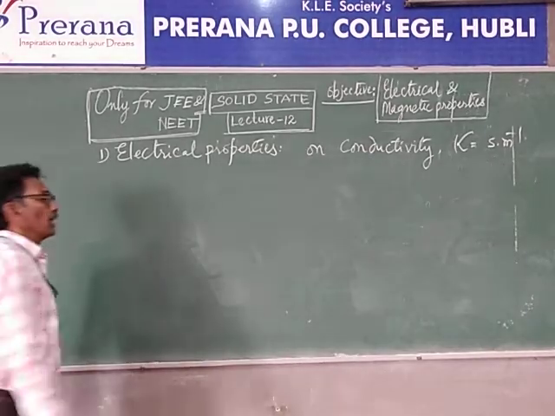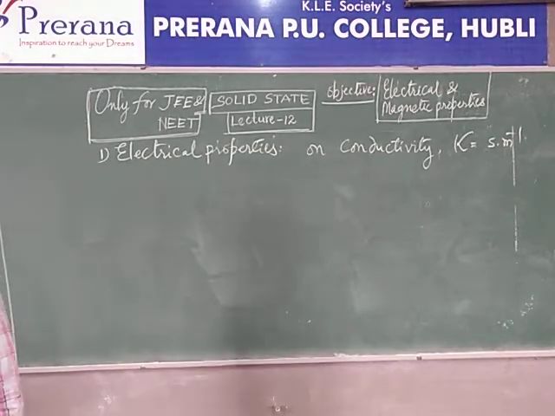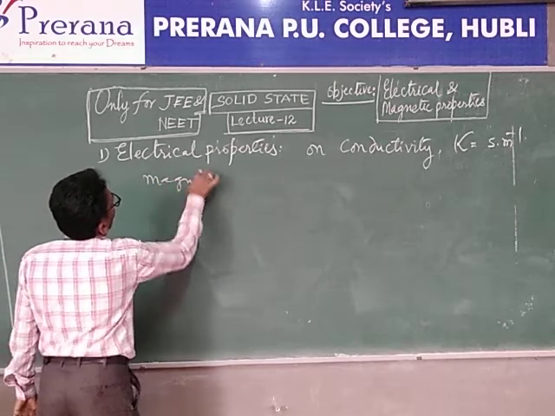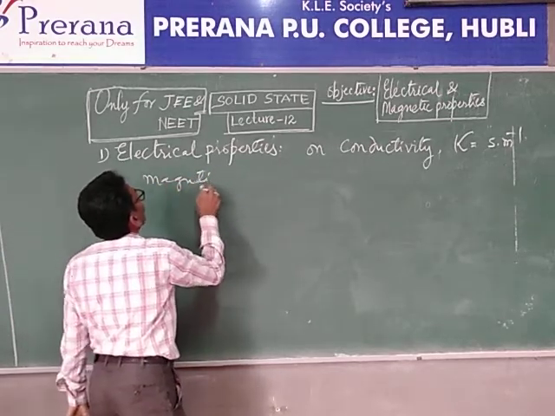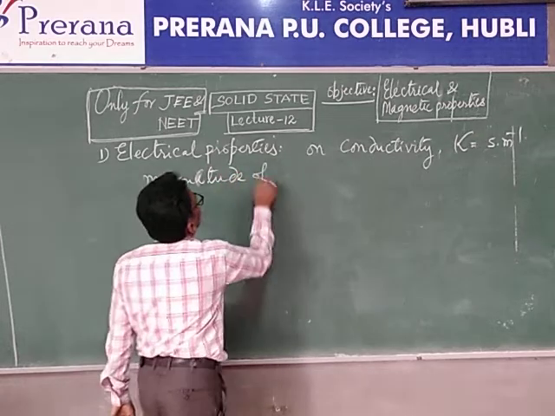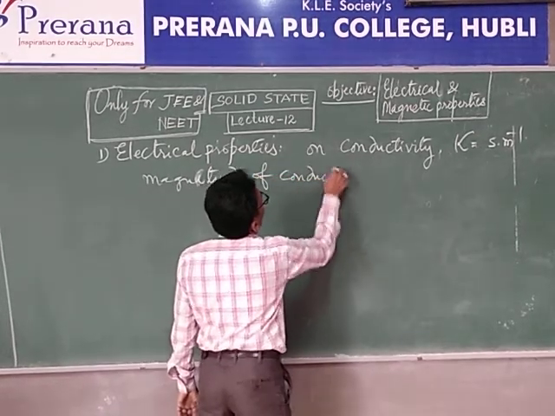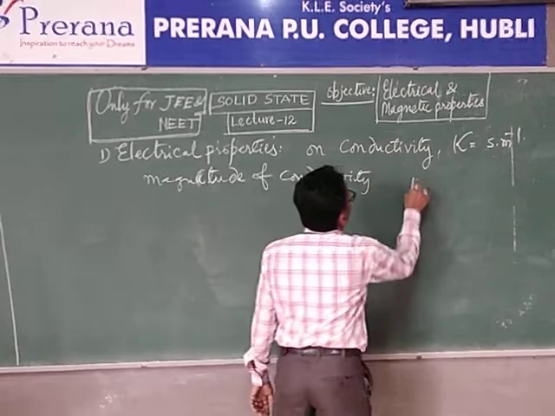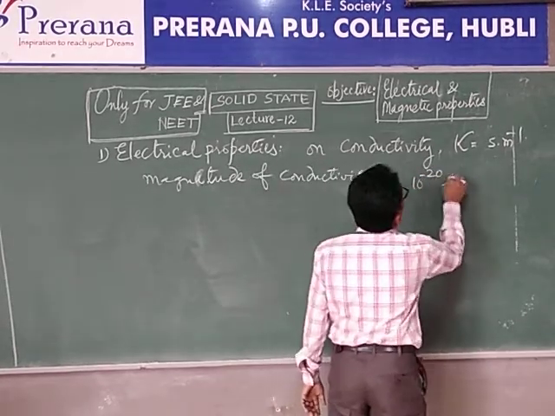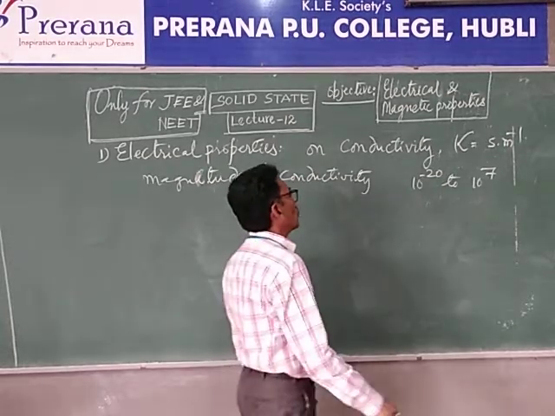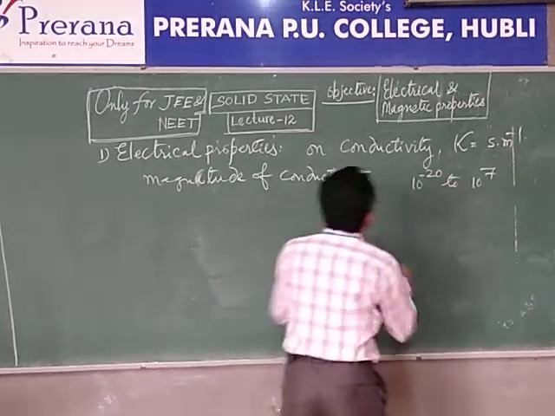Now, the magnitude of conductivity is from 10 to the power minus 20 to 10 to the power 7, so the difference is of the order of 10 to the power 27.